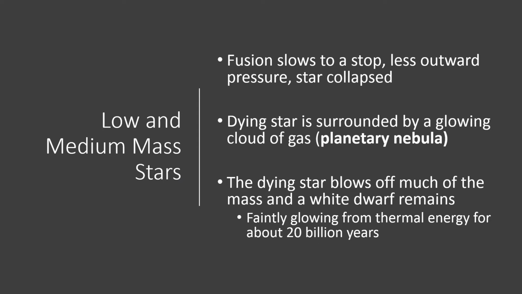Okay, so lower and medium mass stars will be hot enough to fuse hydrogen and helium, but once those are used up, fusion slows to a stop, and there's less outward pressure, and then the star will basically collapse upon itself. Now that dying star will be surrounded by a glowing cloud of gas, and that's called a planetary nebula. And the dying star will then blow off much of the mass, and a white dwarf will remain. Now, a white dwarf would be something that's roughly the size of the Earth, but still has the same density as, for example, our sun.